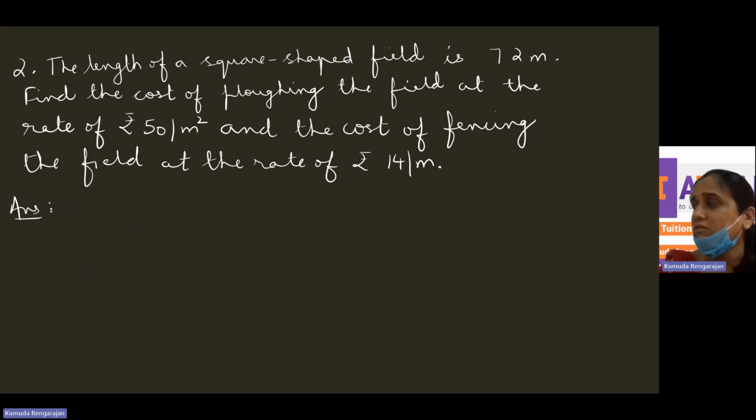Next is about fencing. What's the formula to find the length of the fence? Yeah, 4 into side. Very good. 4 into side will give you the perimeter of the square field. Now the same understanding. 1 meter of fence costs 14 rupees. So if the perimeter of the square field is 100 meters, at 14 rupees per meter, it is 1,400 rupees.